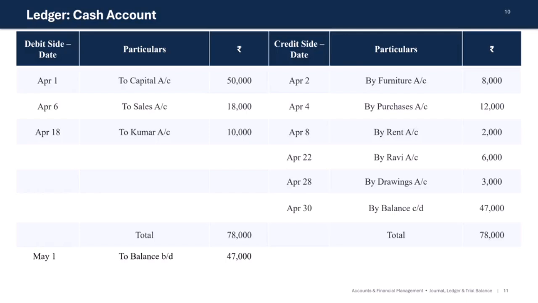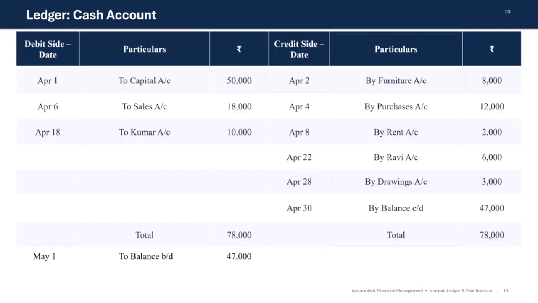This is the cash account. It records all cash received and cash paid during the April month. We can see the debit side and credit side. Now shall we move on to the debit side. The dates are April 1, April 6 and April 18.